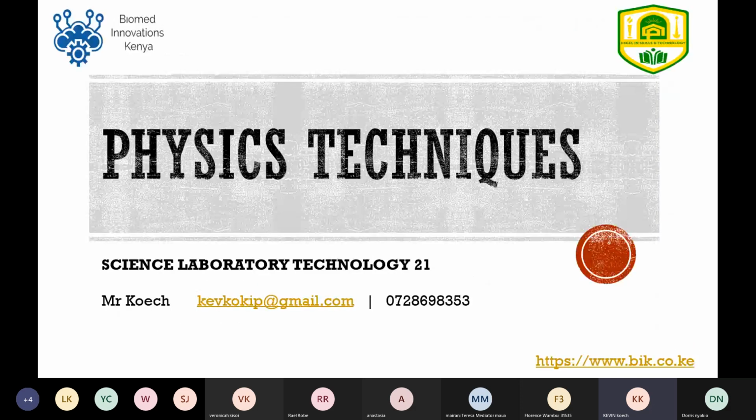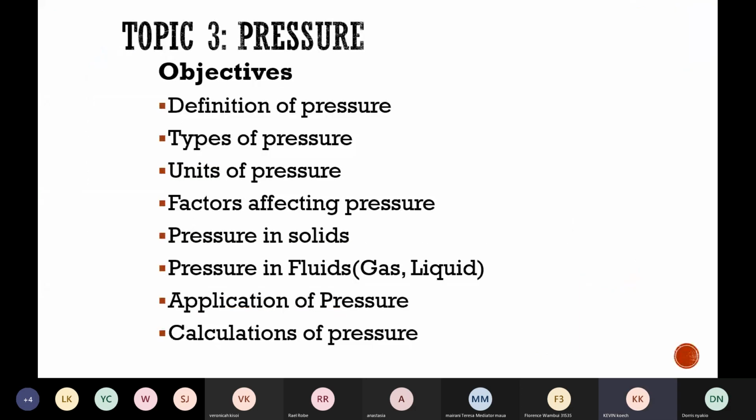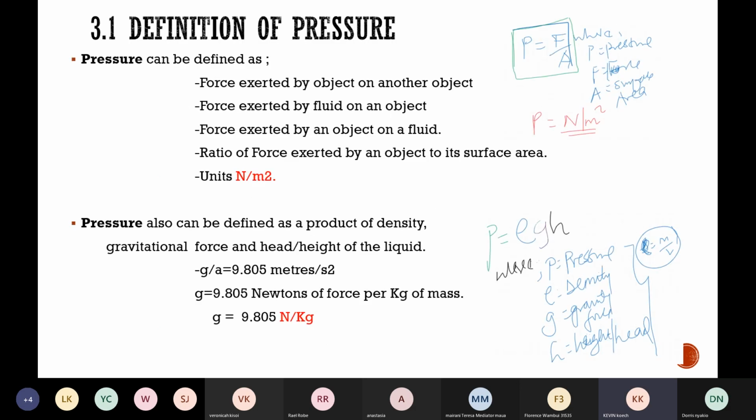So let me start with a preview also. We started this topic, which is pressure. Objective number one, we said we will define what pressure is. We have defined it in terms of force over area, in terms of rho GH, and then we are on types of pressure. Then we will do the units of pressure, factors affecting pressure, pressure in solids, pressure in fluids, and application of pressure and calculation.